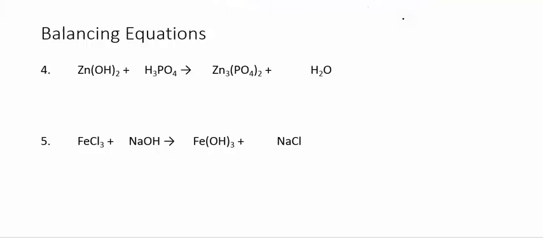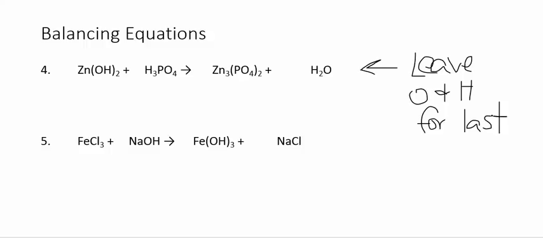Next example, notice there are lots of oxygen and hydrogen in this equation. I always leave the oxygen and hydrogen for the last thing to balance, especially if there's lots of oxygen and hydrogen. So in this example, I would balance the zinc. There's 1 here, there's 3 here. Balance the zinc. Put a 3. I'm going to skip the O's and H's. Balance the phosphorus. There's 1 P here. Over here, there's 2. Balance the P.